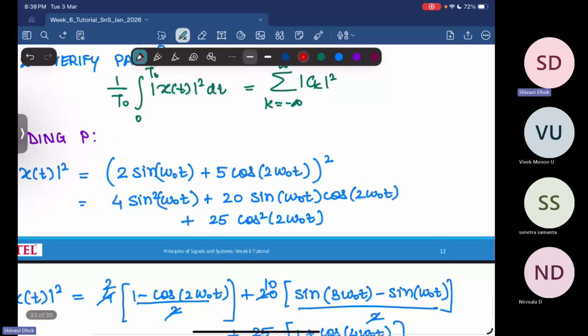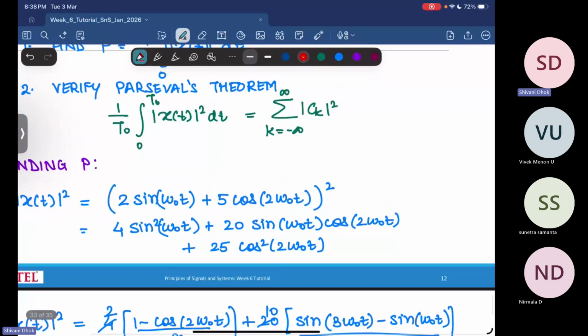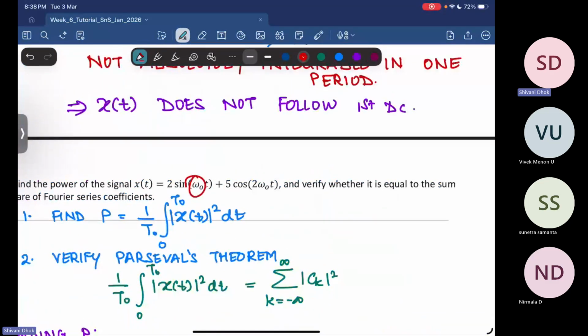Here also, if you go back to the original signal, you shouldn't look at the square. Sorry for that confusion. You have omega naught and you have 2 omega naught here, so this is the second harmonic. So the original fundamental frequency is omega naught. So this is your fundamental frequency.